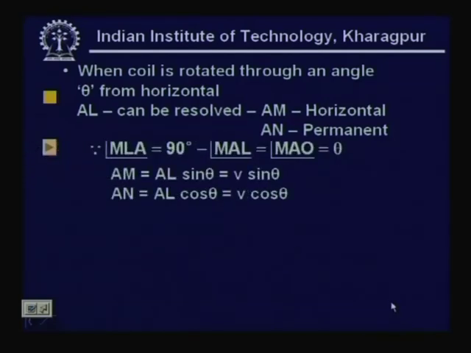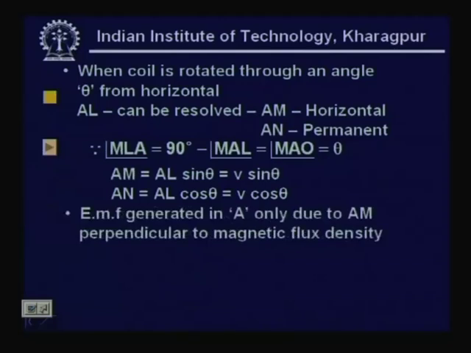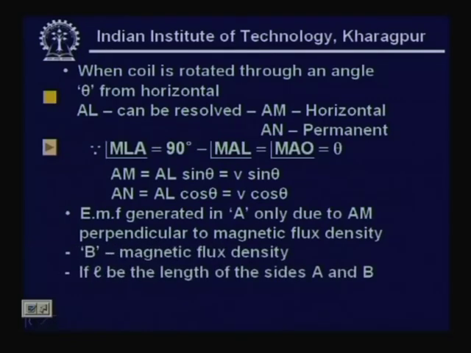Now, this is a situation when the coil has been rotated through an angle theta from the horizontal, and as already said, AL is resolved into AM and AN. AM is the perpendicular component, which is V sin theta, and AN is V cos theta. From Faraday's law of electromagnetic induction, EMF is generated in A only due to AM, because only that component is perpendicular to the direction of the flux density.